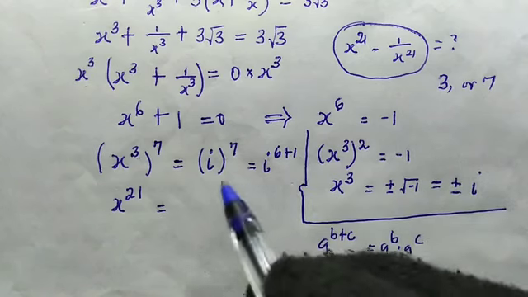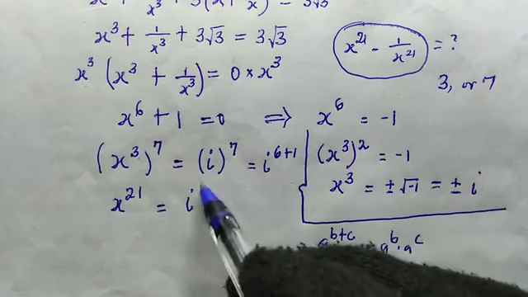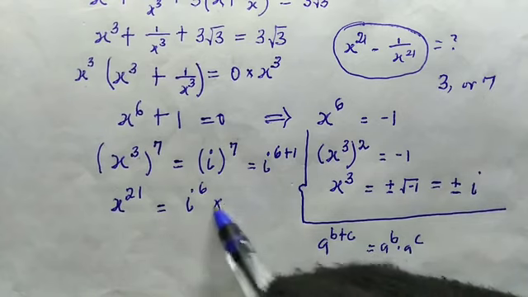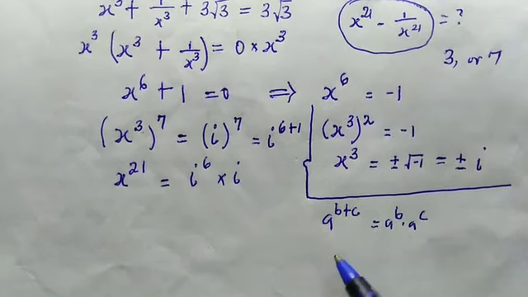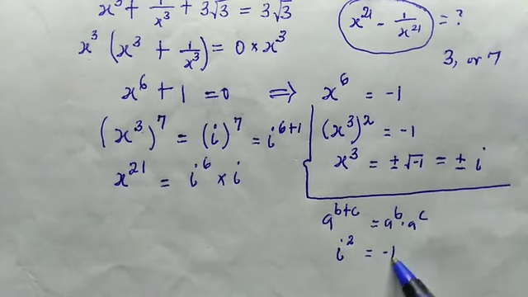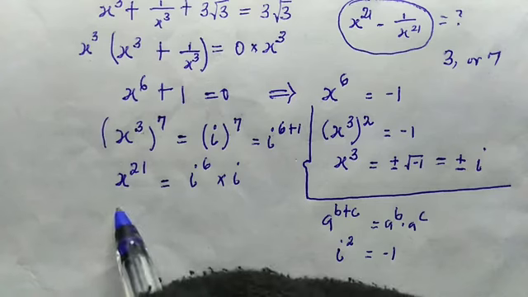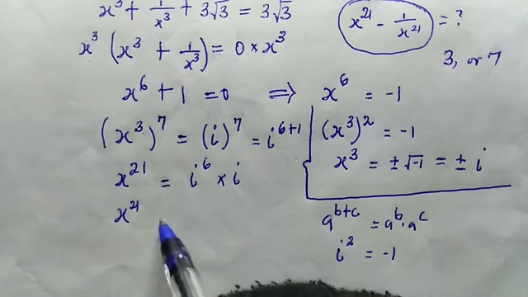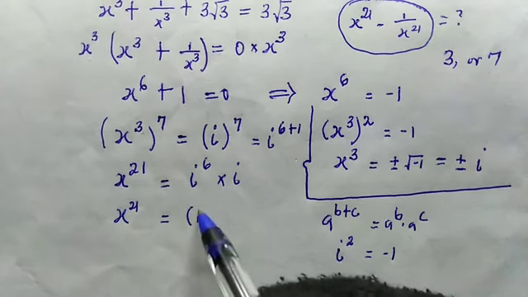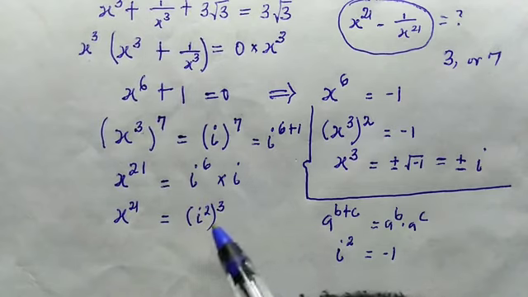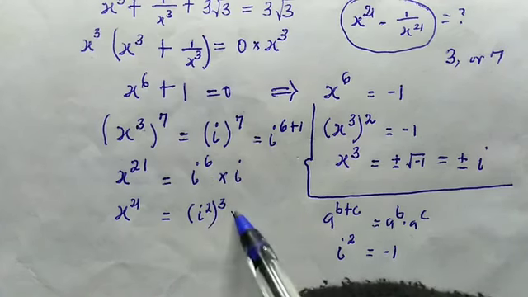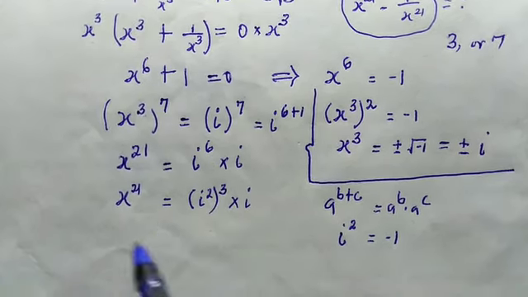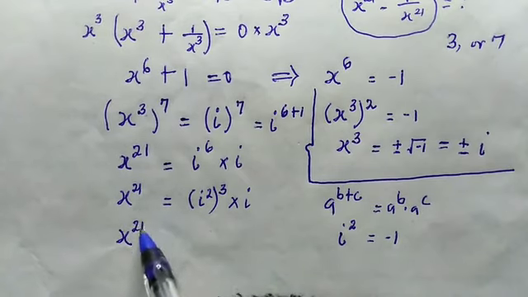Then with this property, we have i to the power of 6 multiplied by just i to the power of 1, which is i. And again, let us recall that i squared is equal to negative 1. So from here, we have x to the power of 21. This is equal to i squared, then raised to the power of 3. Yes, of course, 2 times 3 is 6. Then multiply by i.